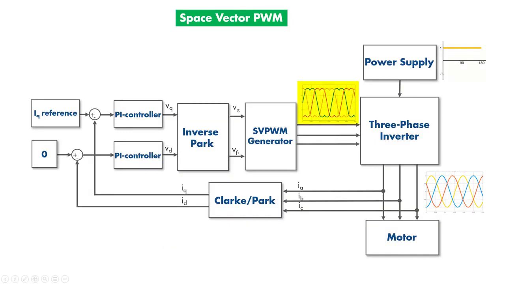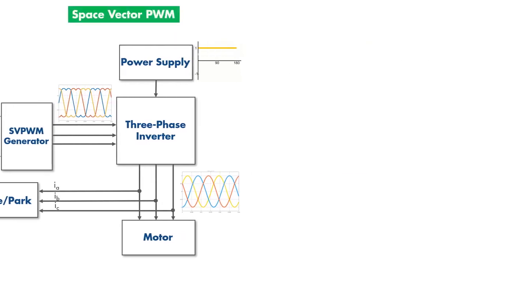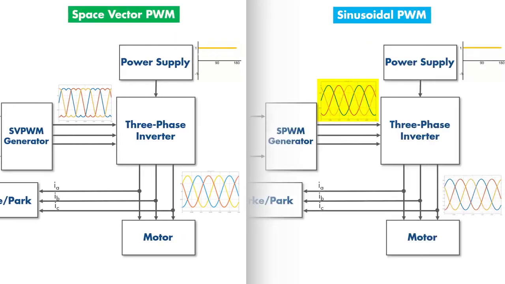The modulation waveforms generated by space vector PWM have this double hump characteristics, while they look like sine waves in sinusoidal PWM. Both techniques produce sinusoidal three-phase voltages, but the shape of modulation waveforms in space vector PWM lets us fully utilize the DC source voltage.